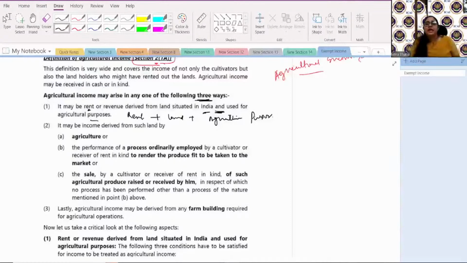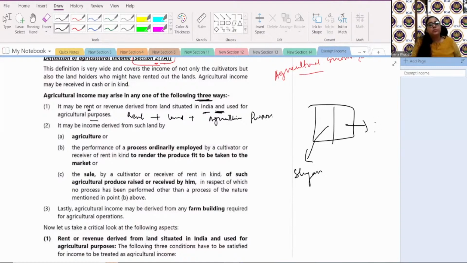Had I given this land for some other purpose other than agriculture and I would have received rent on it, that would not have been agricultural income. For example, I have a khet, you people understand, agricultural land, farmlands I have. One part I have given, this is my khet, farmland. So this part I have given to Sham, he does farming here. And this part I have given to one production house who is shooting here.